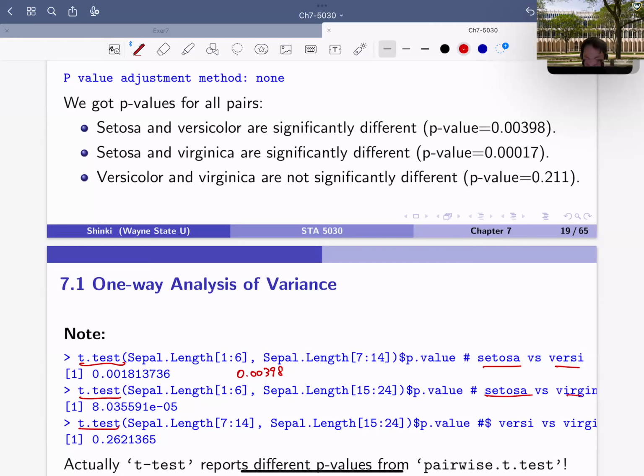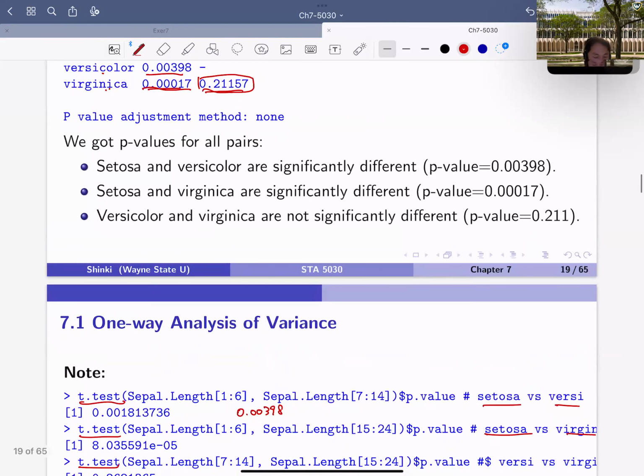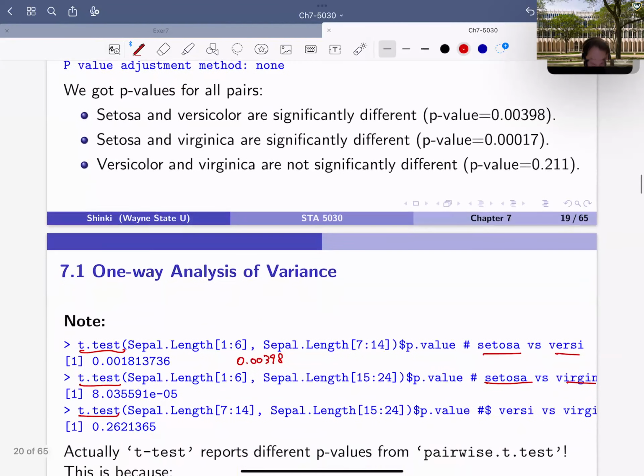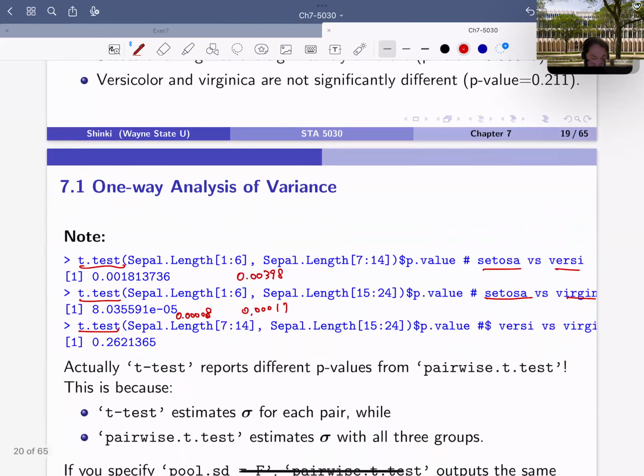And Setosa versus Virginica has a p-value of 0.00017. But here, this is 8 times 10 to the power of minus 8, so that is 0.00008, maybe. So it's smaller, maybe just half the size of the original one. And the third one, versicolor and Virginica, is 0.262, whereas originally it was 0.211. So still similar numbers, but slightly larger. So these are different. Why do we have this discrepancy?